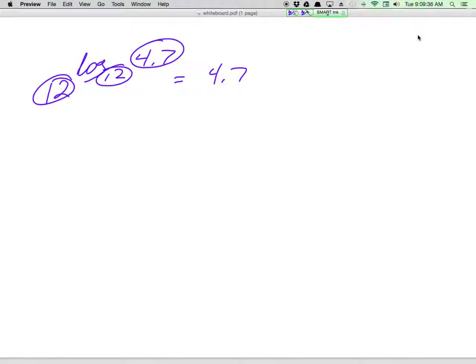Anytime your bases match, whatever the other number in the problem is, that's going to be your answer. Does everybody agree that both of these are located in the base spot? Whenever my bases are the same, they kind of cancel each other out. The other number in the problem is your answer.